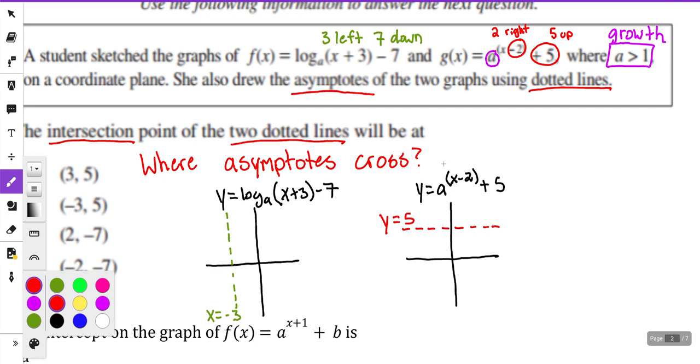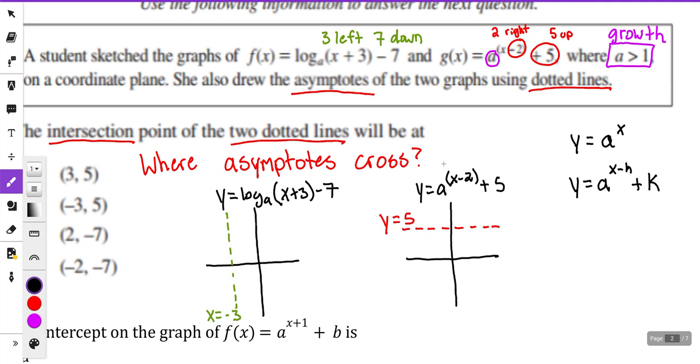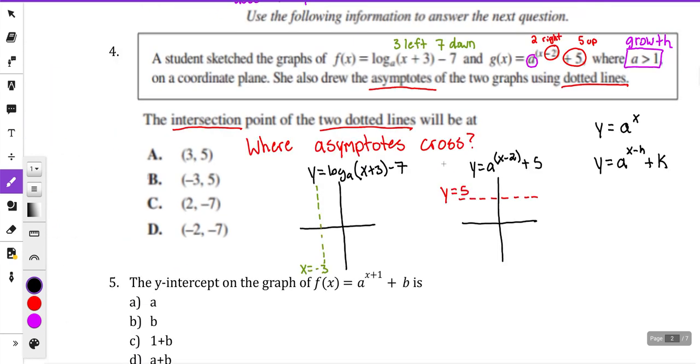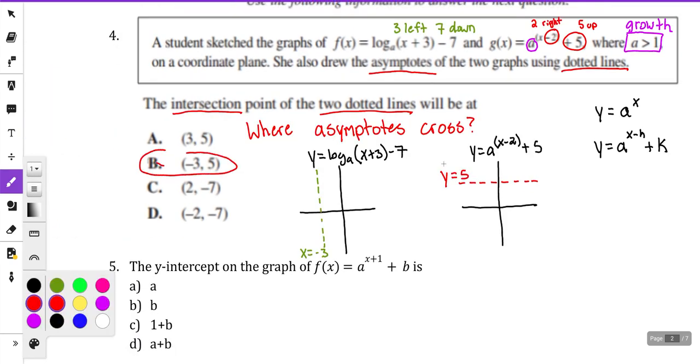This transformation is just trickier to see for some reason. People don't view that as a transformation. It is, right? So what's happened is they took a standard exponential function, they subtracted h, they added k. H goes directly onto the x value, k goes to the end of the entire function. If you graph them at the same time, they would cross at -3, 5. It's where they intersect.